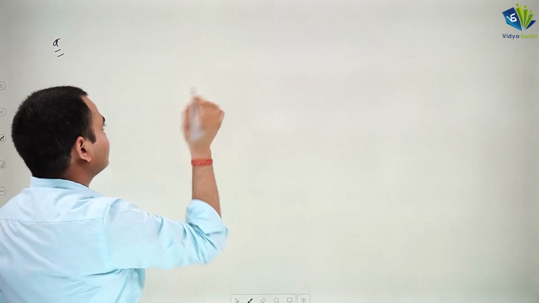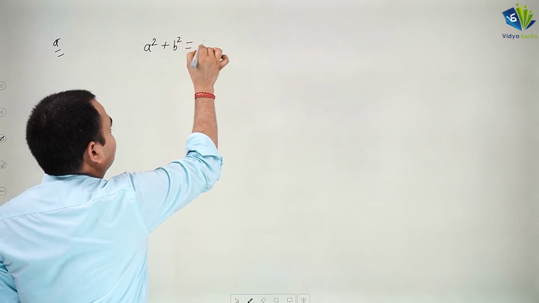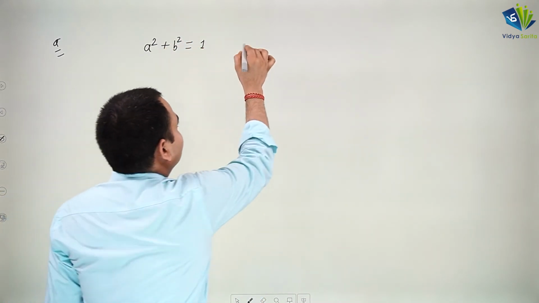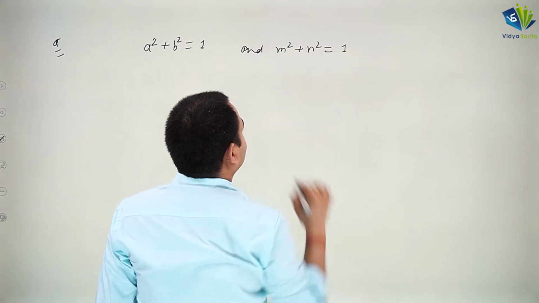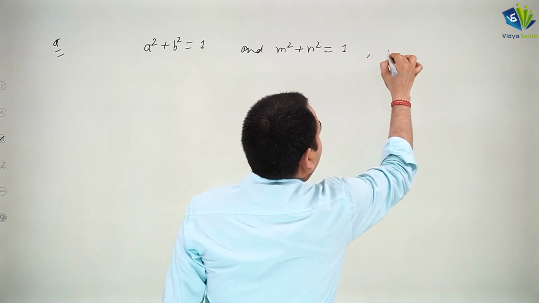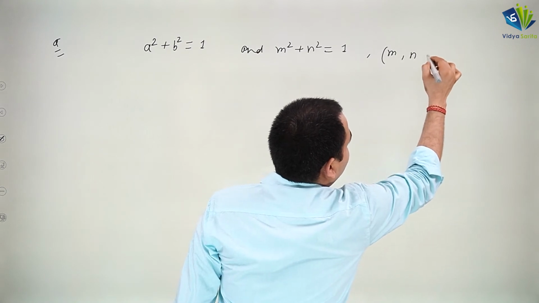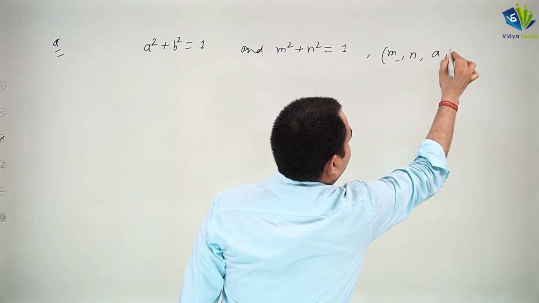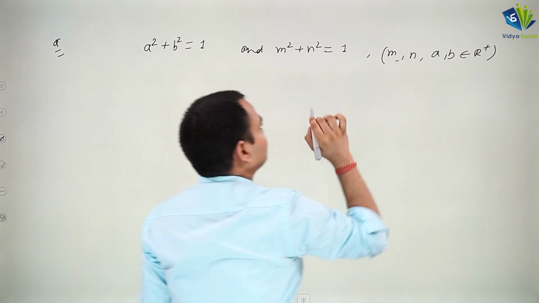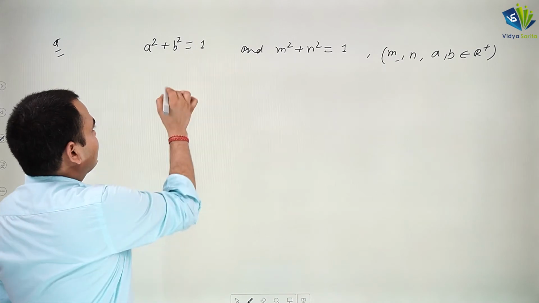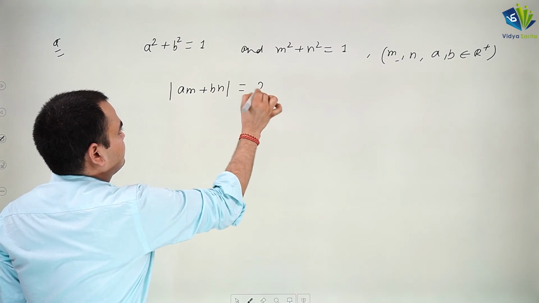Let us see this problem. It is given in the problem that a square plus b square equals 1 and m square plus n square is also equal to 1. In brackets they have given m, n, a, b, all these belong to R plus. So they are asking us to calculate the mod of am plus bn, equal to what?